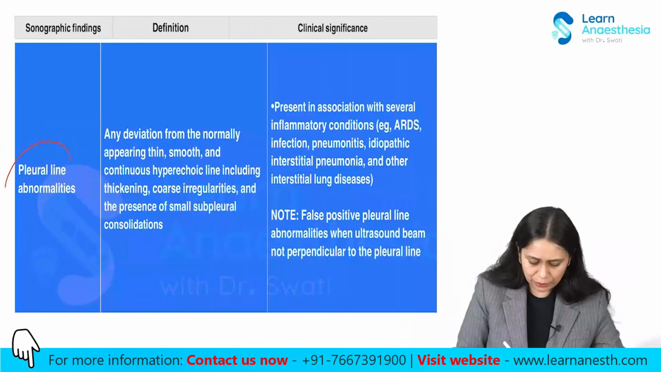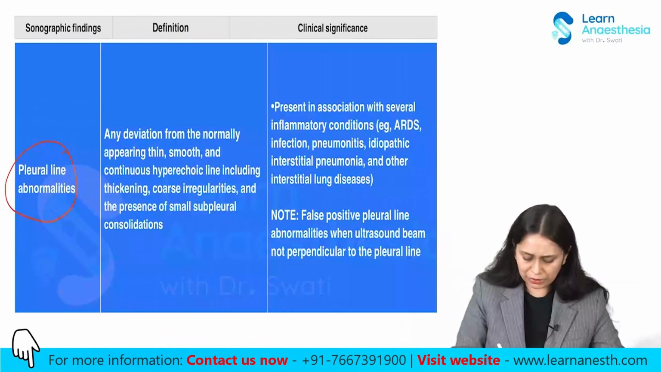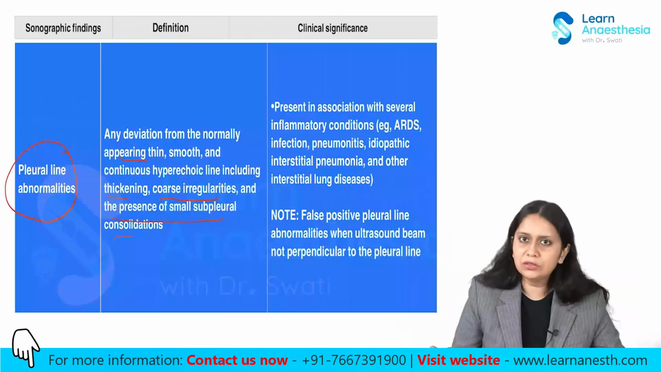Then pleural line abnormalities. These are any deviation from the normal shimmering pleural appearance, the thin, smooth, hyperechoic line. That would happen in thickening or any coarse irregularities, or presence of small subpleural consolidation.